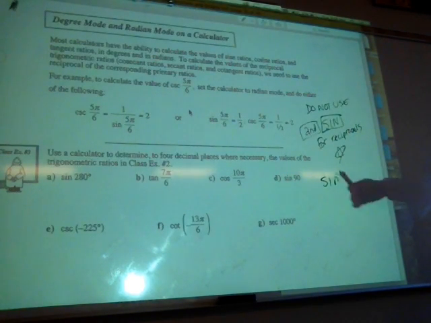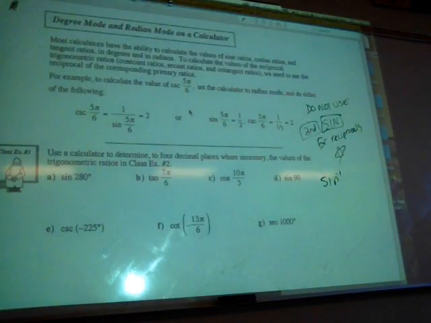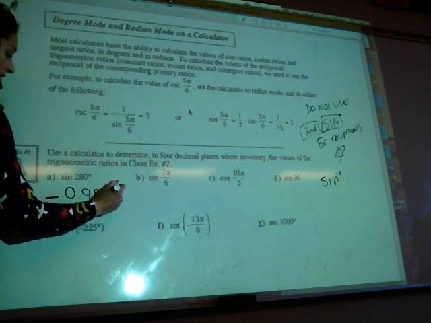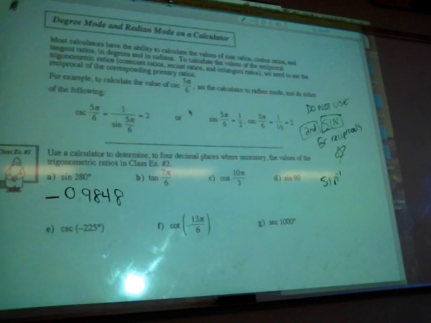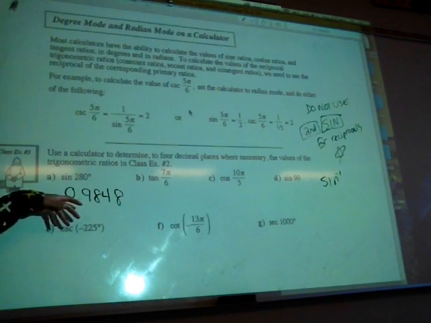Let's just start easy, okay? We have sine 280 degrees. What mode am I going to be in? Degree. Okay, all you're literally plugging in is sine 280, and can you guys help me with the trig ratio to 4 decimal places? Negative 0.9848. Okay, negative 0.9848. If you were to compare this answer to what we did above, was sine 280 negative using the CAST rule? Yes.